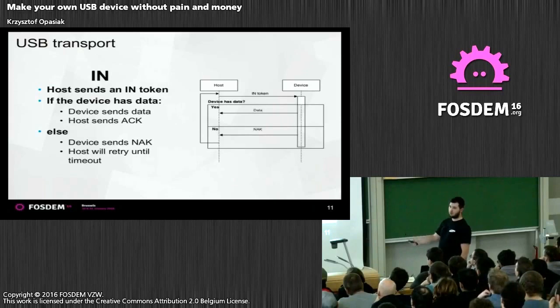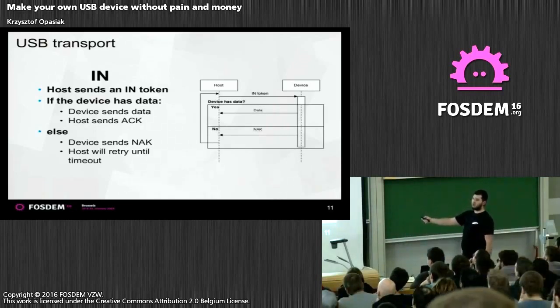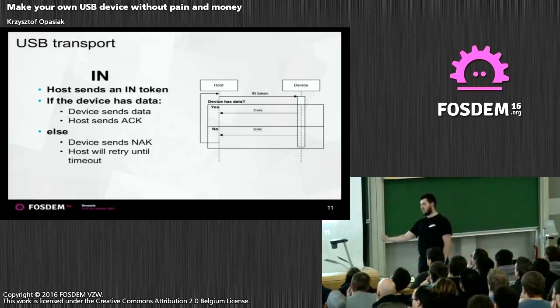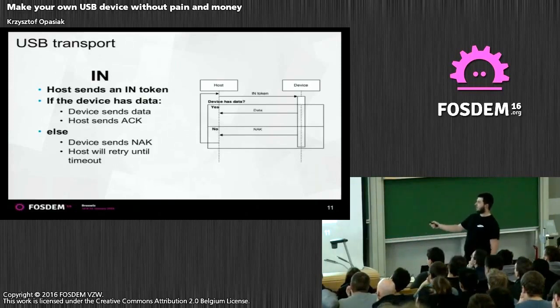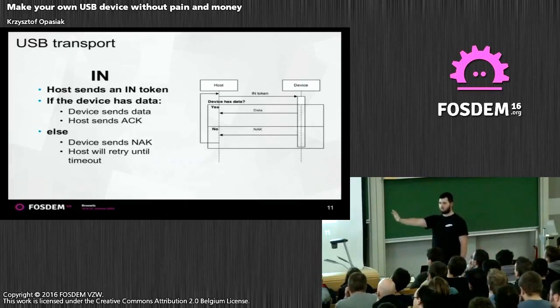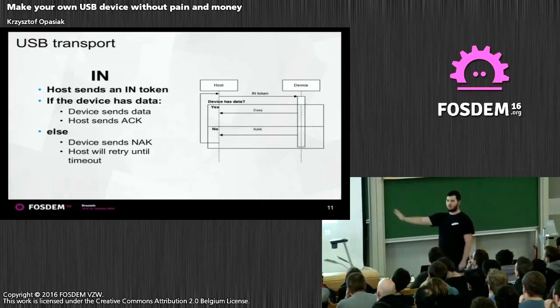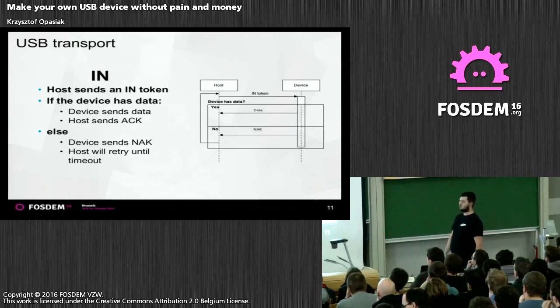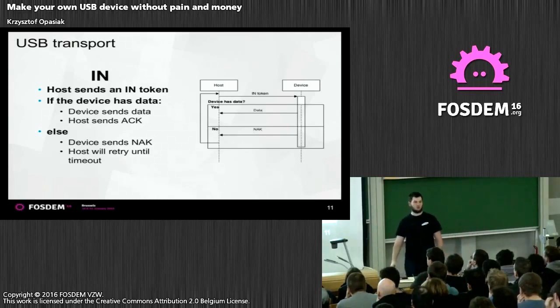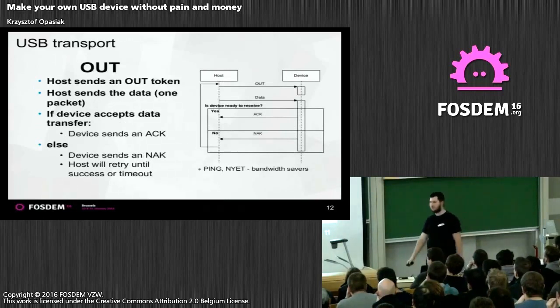How does a single transaction look? First of all, the IN transaction. The host would like to read some data from the device. First, the host sends an IN token: hello device, I would like to take some data from you. Then the device has two options. First option, when it is ready: okay host, here is my data, take it. If it is not ready, it sends a NAK: no, sorry, I'm not ready to send you this data. If the host receives the NAK, it will simply send the IN token once again and wait for the answer. So when you are waiting for data on the host, what is really happening on the bus is: do you have data? No. Do you have data? No. Do you have data? No. Oh yeah, here you have it. This is your data. So it's constant polling.